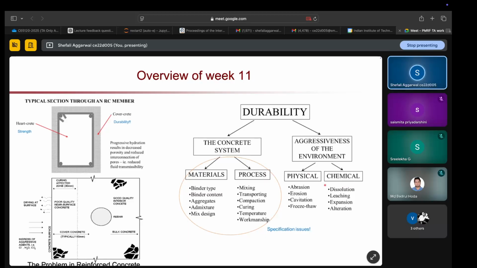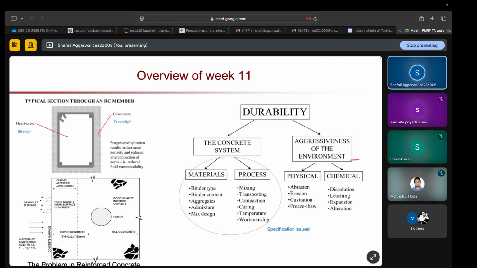In physical, what are the main durability issues? It is abrasion, erosion, cavitation, freeze and thaw. And when we talk about chemical issues, then it can be dissolution, leaching, expansion, alteration. So when we are talking about concrete systems, we have different types of specifications which are issued.